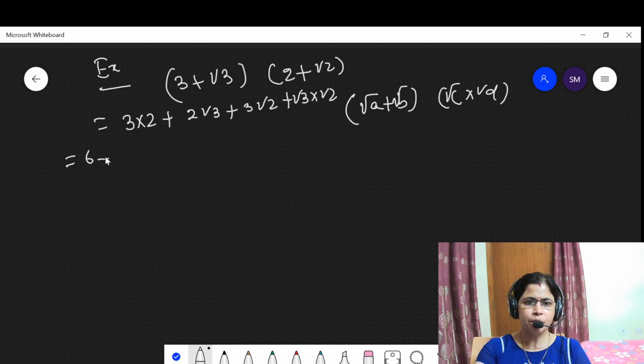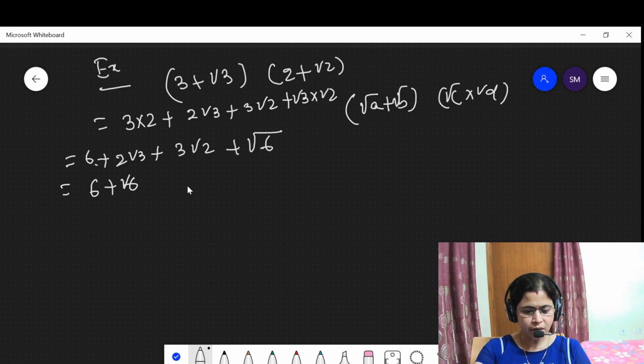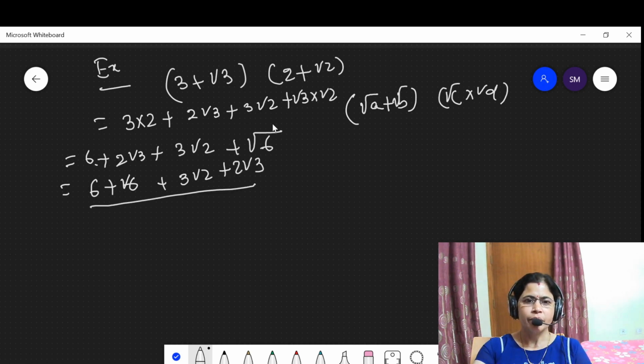Then this is 6 plus 2 root 3 plus 3 root 2, and root 3 into root 2 can be written as root 6. So it is 6 plus root 6 plus 3 root 2 plus 2 root 3. This is the answer of the given question. Here we simplify the given expression, and when you simplify, you get this answer. Now let us discuss some more questions.